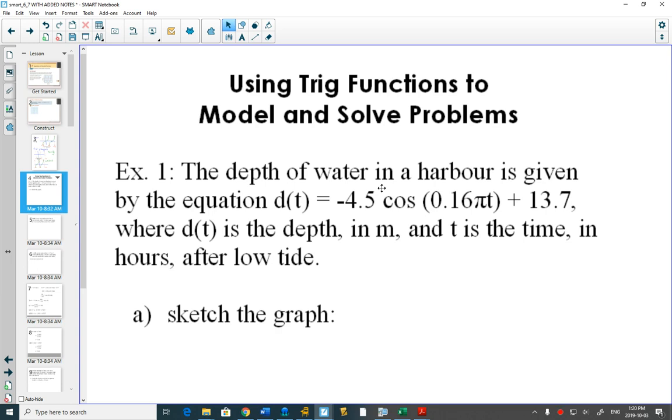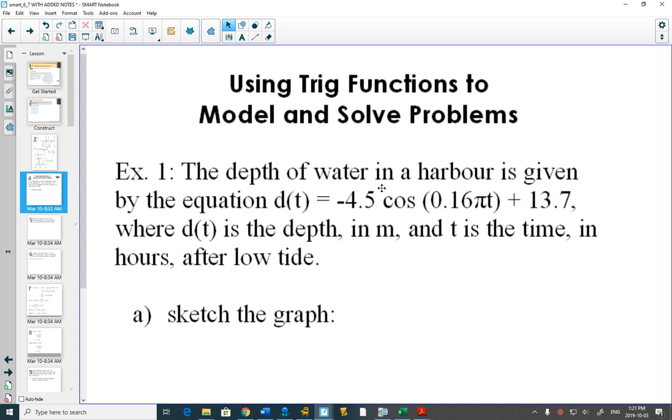And so what we find is anything that happens in real life that is cyclical in nature will have a graph that follows a sine or a cosine. So what we're going to look at today is some real life examples and how you can use those examples to create equations and graph those equations. Example 1 is the easiest type because they give you the equation in the question.